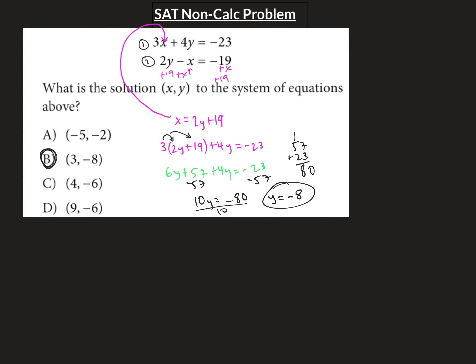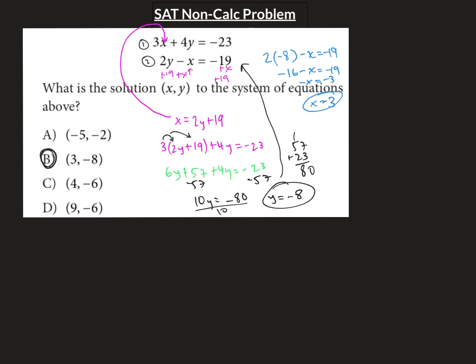But just to be sure, we can go ahead and plug this back into one of our equations. So then when we plug it back in, we get 2 times, and instead of y, we write negative 8, minus x equals negative 19. And then we get negative 16 minus x equals negative 19, and negative x is equal to negative 3, x equals 3, and that matches answer choice B.